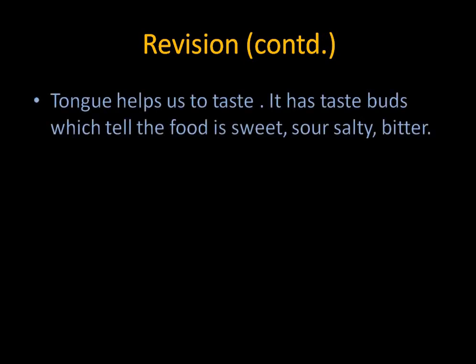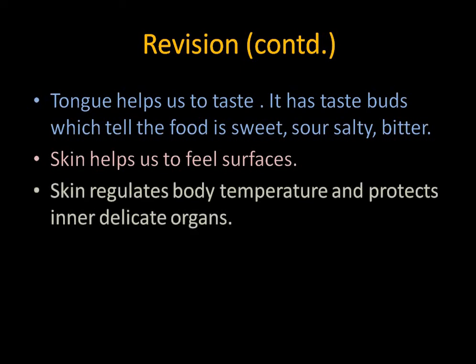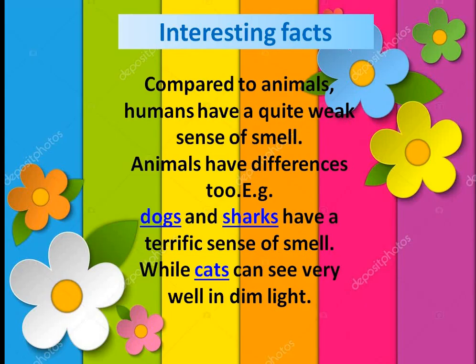Now, the tongue helps to taste, and there are taste buds on the tongue which tell whether the food is sweet or sour or salty, bitter, or has an umami taste. And the skin helps us to feel the surfaces, whether they are hot or cold, rough or smooth. And then the skin helps to regulate the body temperature, and protects our inner delicate organs.